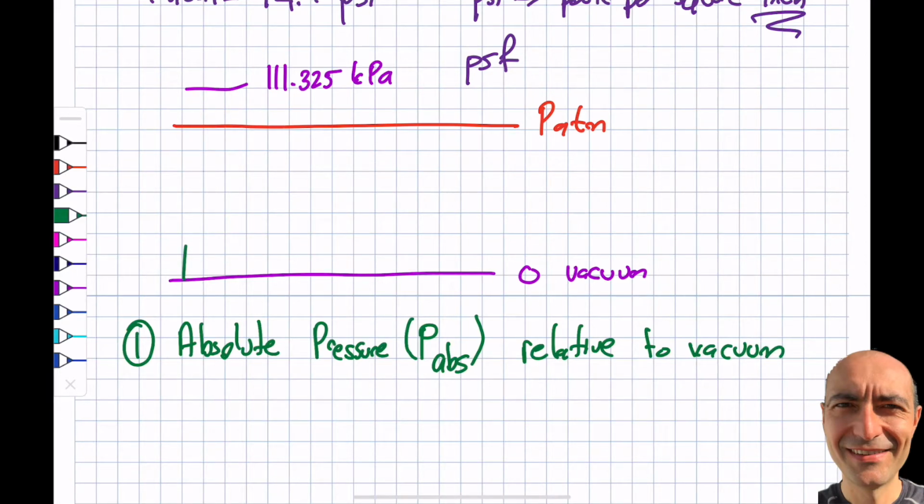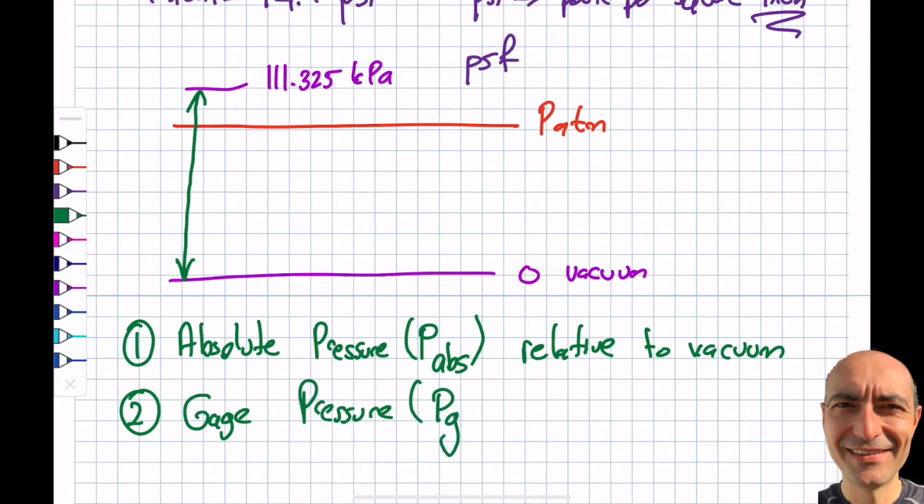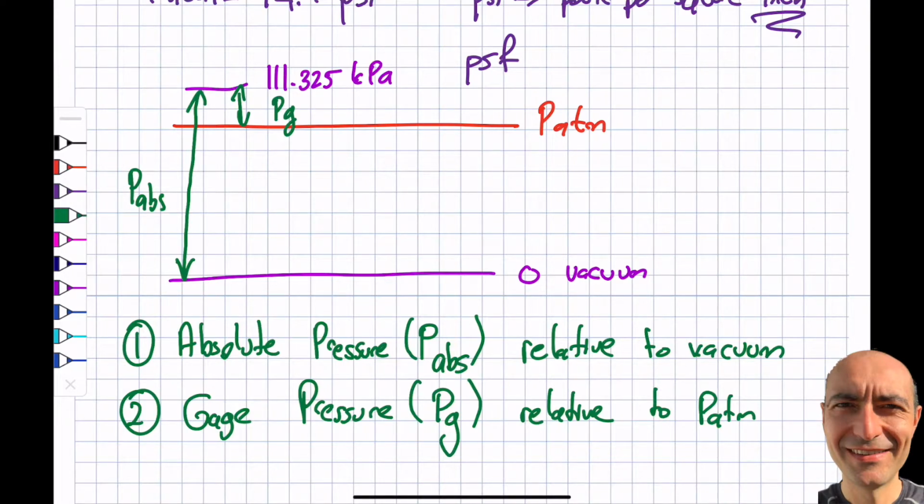Okay, so then you get this, in terms of the number. If I have this height, that will be my P absolute. The second thing that we may have is the gauge pressure, P gauge, and this is relative to PATM. So if I look here, this will be my P gauge, this will be PABS. You can see a clear relationship over here.